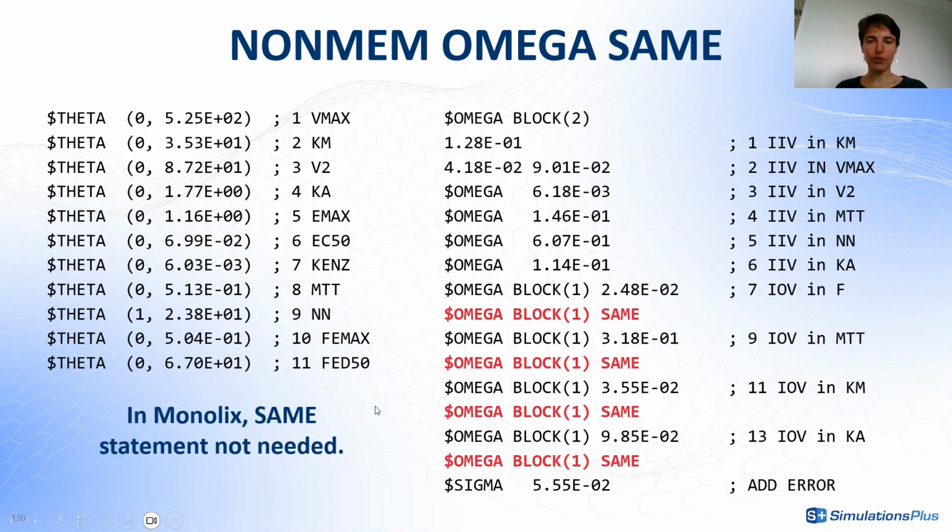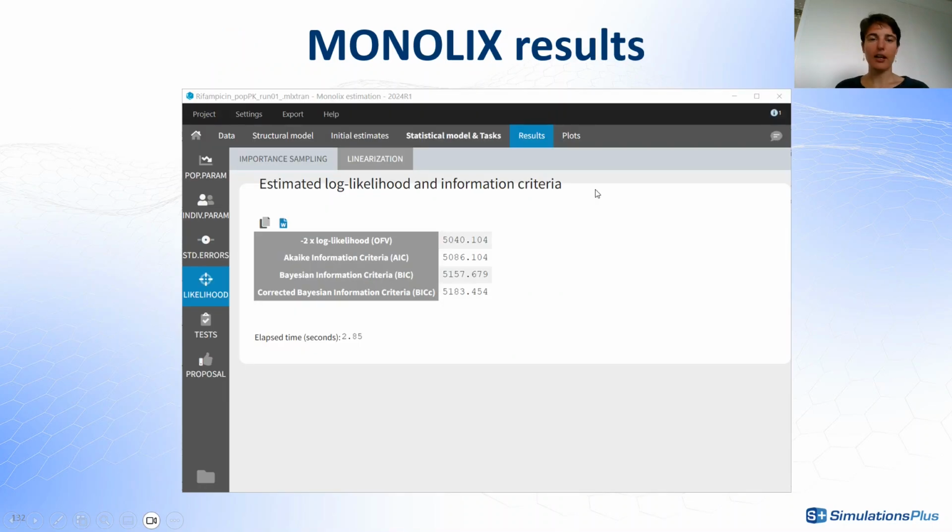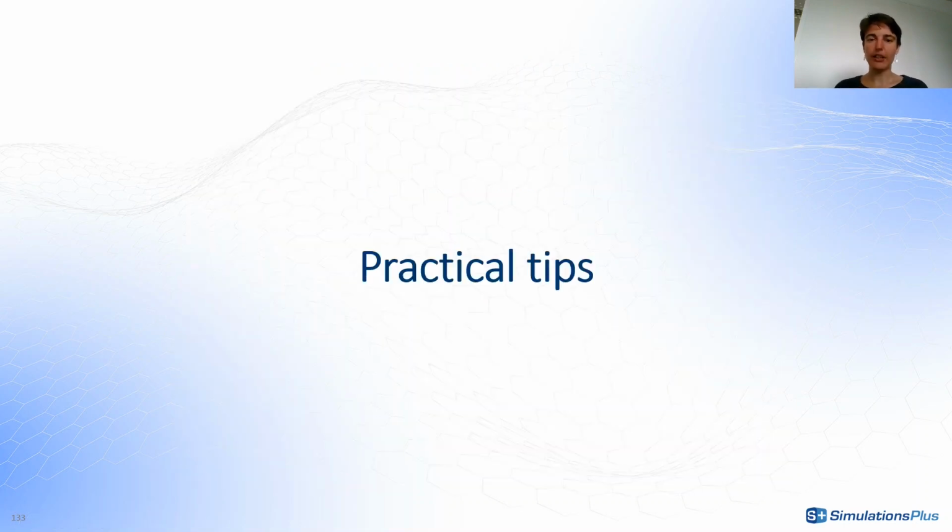Small note to go back to the IOV. In the omega block, we had in the NONMEM control stream this same statement to make sure that the two etas that correspond to IOV have the same value. Actually, this is not needed in Monolix because by default, Monolix knows when you define IOV what goes with what. And then we finally have the estimation task and tables. In Monolix, you would just click the Run button and have all the results displayed in the graphical user interface. So these were really 3 concrete examples showing you step by step how to transfer the NONMEM control stream to a Monolix project.